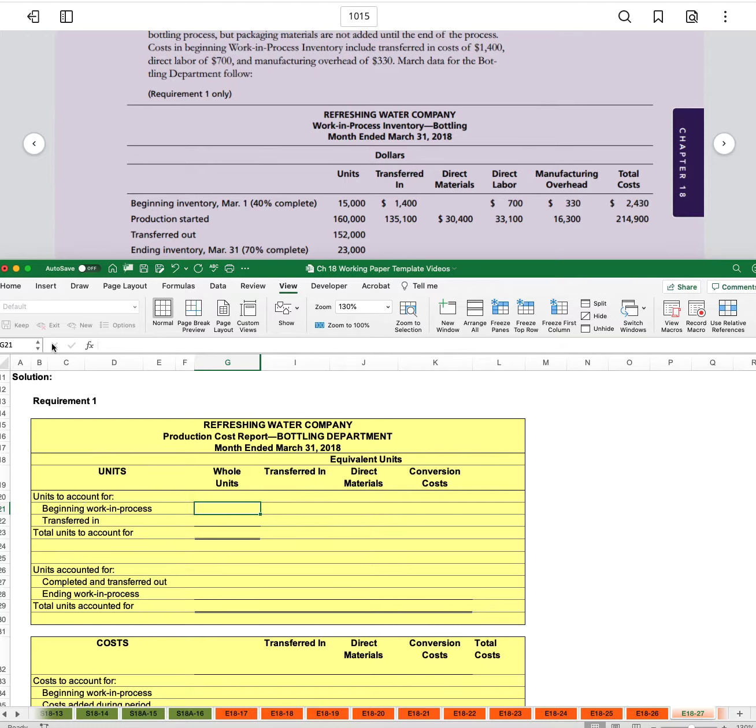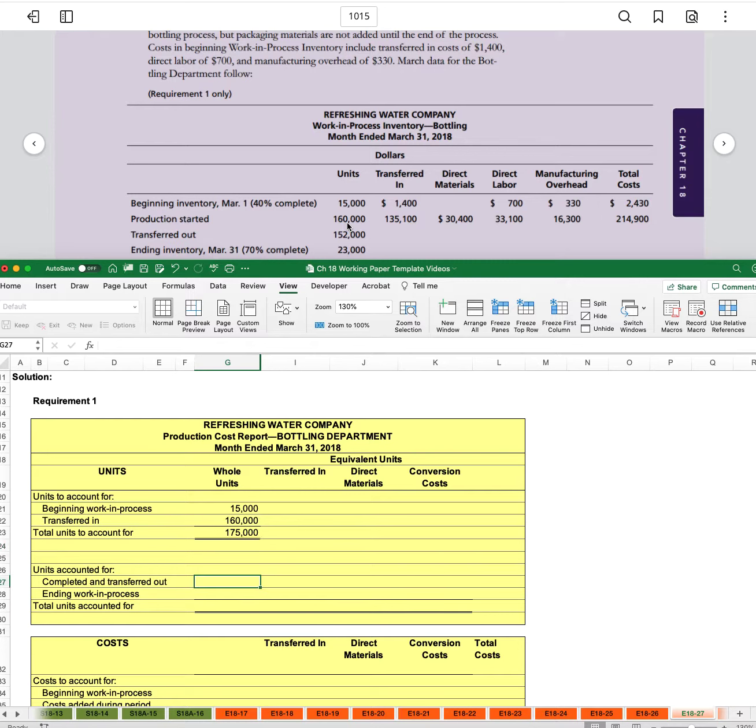And so if we come up into our data table, we have beginning inventory of 15,000 units. So we'll type here 15,000. Oops, I forgot a zero. Then we need what was transferred in. And so our production started was 160,000. And so that gives us a total of 175,000 units that we need to account for.